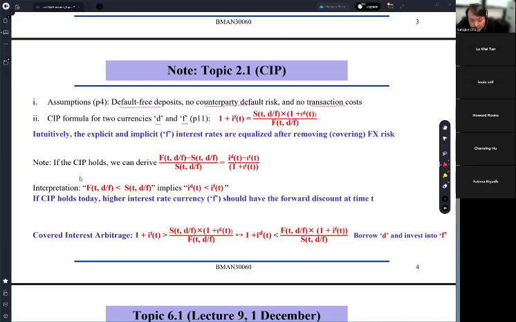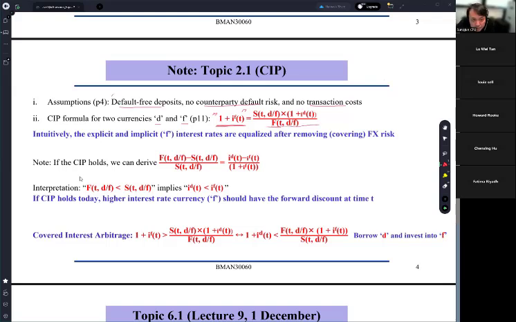So 1 plus i_F, this is the 1 plus F currency interest rate you're going to get after 1 year of investment in the F money market. Or alternatively, you can convert F into D and put that D into a D money market instrument. After 1 period, you're going to convert D back into F using the forward contract available today. So after 1 year, you're going to get either this return or this return.